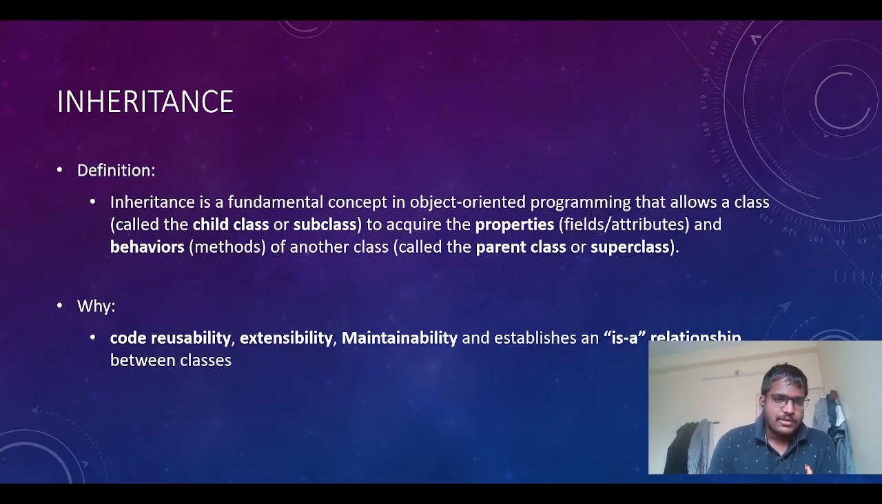Then why do we use inheritance? Because of code reusability. What does that mean? Whatever logic you wrote in the parent class, you no need to write in the child class. Whatever logic is there in the parent class, in vehicle, whatever properties and methods are there, you no need to write that logic in the child class. That will be reused. So that's what reusability is.